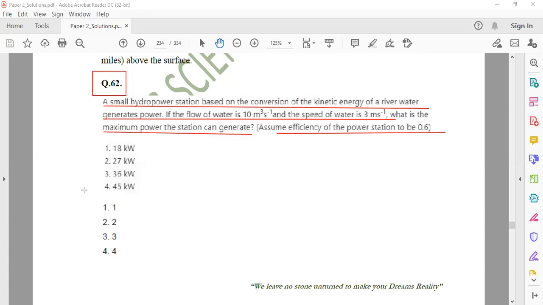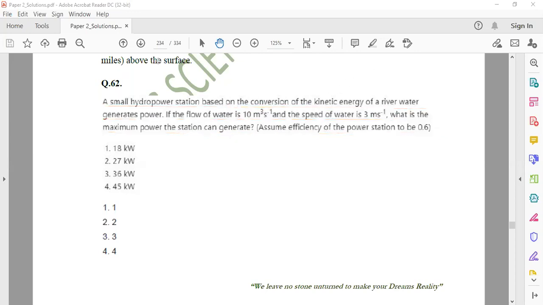They have provided you with the flow of the water, which is cubic meter per second. They have given the speed of that water. They have given the efficiency. Right, now let's see some detailed briefing about how we can deal with this question.